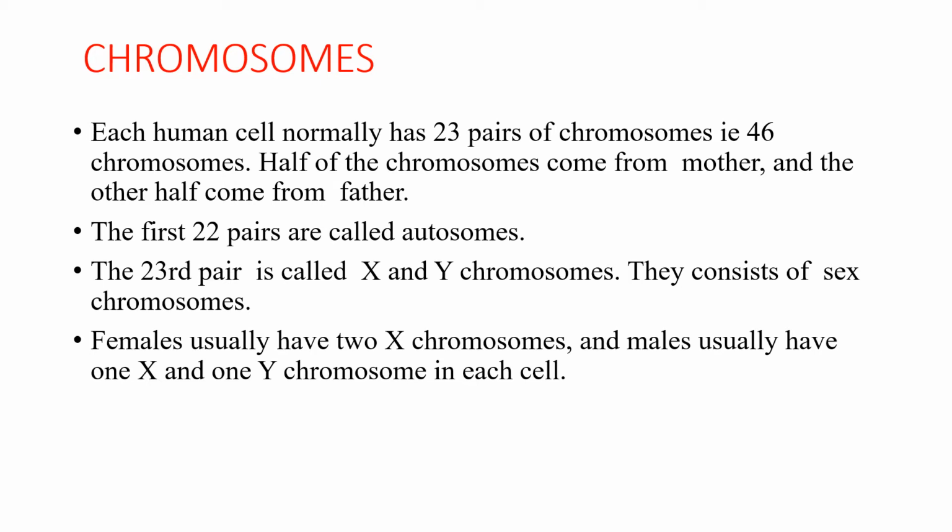The first 22 pairs are called autosomes. The 23rd pair is called X and Y chromosomes. They consist of sex chromosomes. Females usually have two X chromosomes, one from the father and one from the mother, and males usually have one X and one Y chromosome in each cell, coming one from father and one from mother.